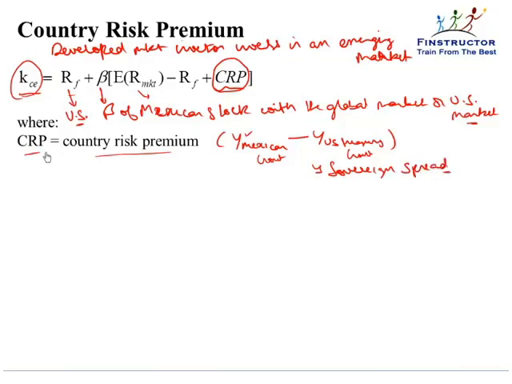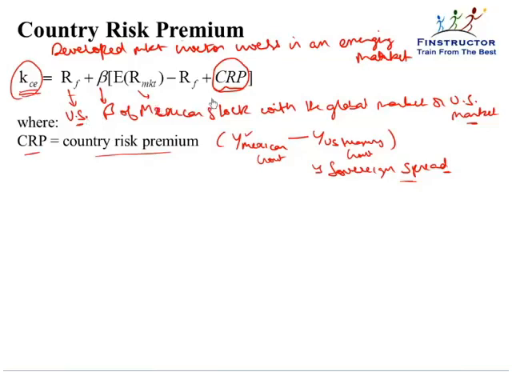However, a more precise calculation of country risk premium starts from the sovereign spread, but realizes that the sovereign spread is just the difference in debt yields. When we are using the CAPM, we are trying to estimate the cost of equity.